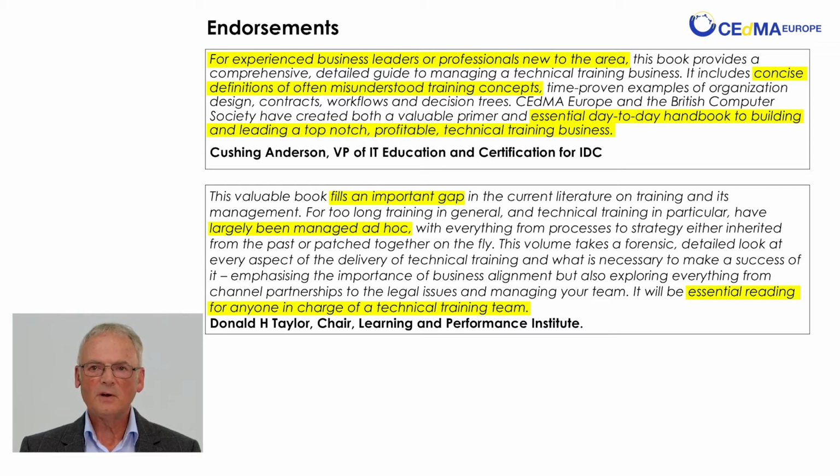In fact, we went out to 5 leading experts from around the world, and we gave them a simple brief. Can you please review the book and give us your genuine and honest comments as to what you felt the book was achieving. And what I've highlighted in yellow on the screen are two of those endorsements that have come back from Cushing Anderson, who's the VP of Education and Certification at the IDC, and also Donald Taylor, who's the chair of the Learning and Performance Institute.